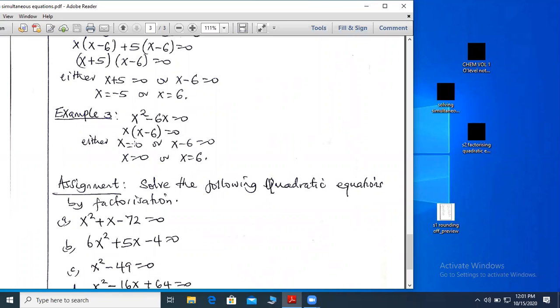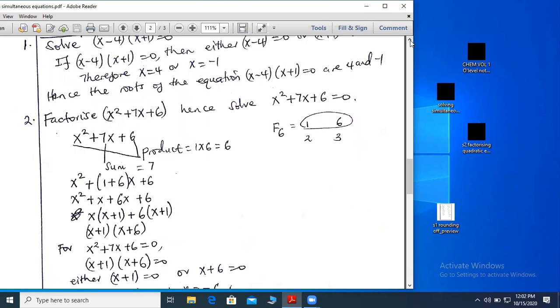And what does that mean? It means since we are multiplying, when you factorize out, it means you are multiplying x into x minus 6. Since we are multiplying, it means either x is equal to 0 or x minus 6 is equal to 0. And x is equal to 0 or x is equal to 6. When this negative 6 crosses equal signs, it becomes a positive.